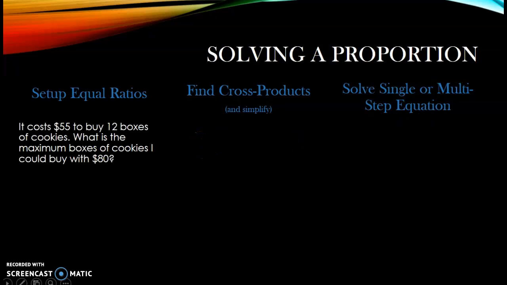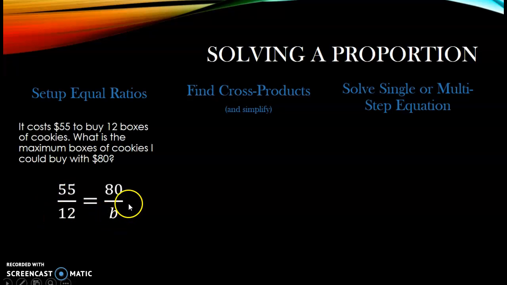that variable by itself. Now, it costs $55 to buy 12 boxes of cookies. So we want to know what is the maximum boxes of cookies I could buy with $80. So to do that, we can set up a proportion. We're going to put the amount of money on top in the numerator. So it cost $55 to buy 12 boxes of cookies. So again, I had the money on top and the boxes on bottom.